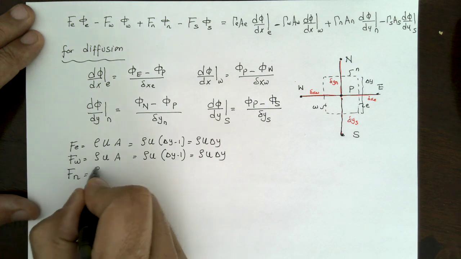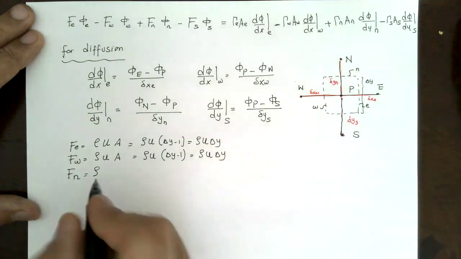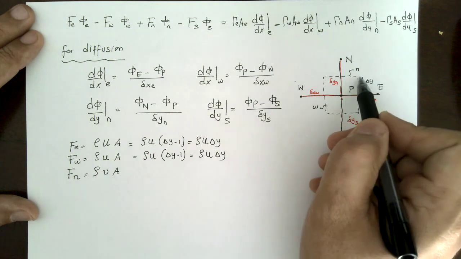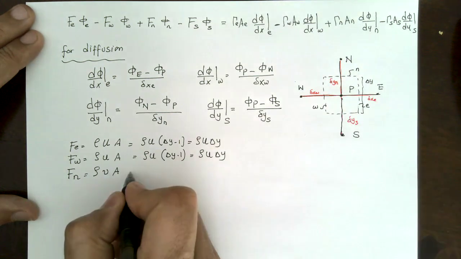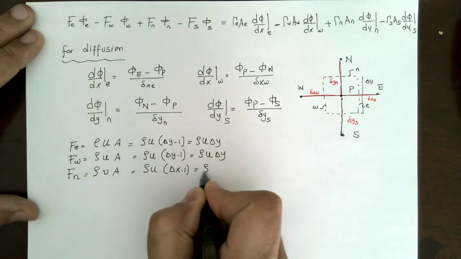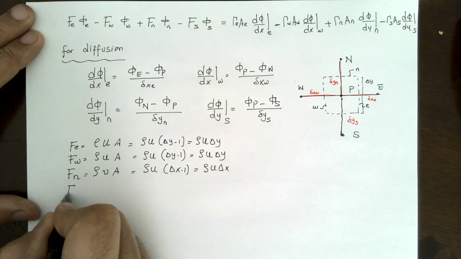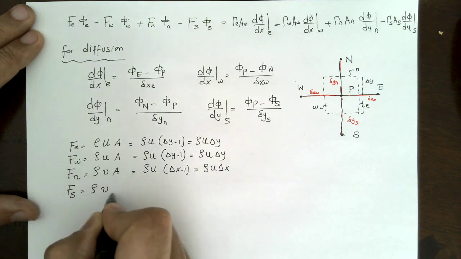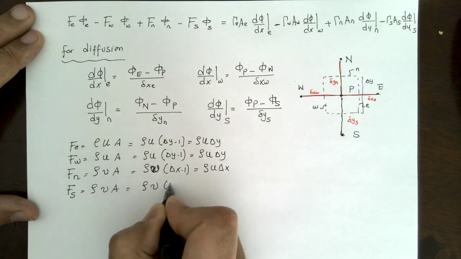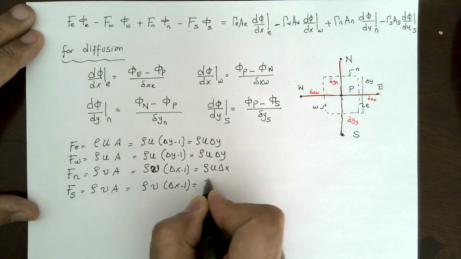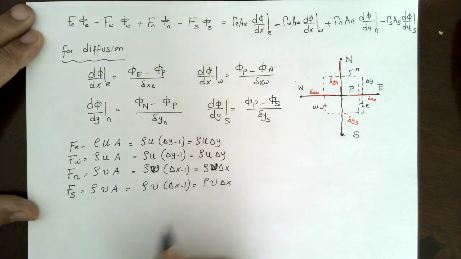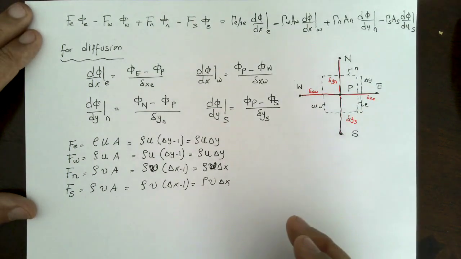It's going to be rho, the velocity component in the north direction is going to be v, times the area, and the area for the north face will be delta x times the depth. So I will have rho v delta x dot 1, so this is going to be rho v delta x. Same for the south, it would be rho v times A, which is going to be rho v delta x dot 1, so this will be rho v delta x.